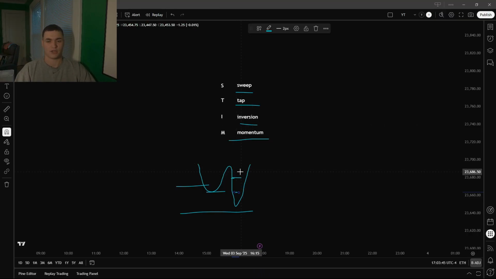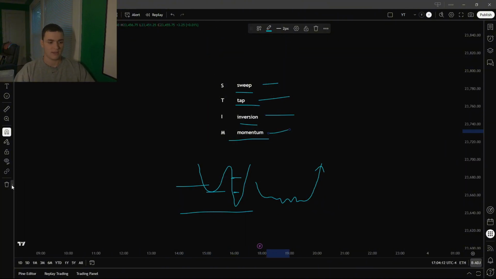Now, an inversion of a fair value gap is basically just you're closing back above it, you're disrespecting it. And once again, momentum. You just want to see good momentum while this is happening. So a V shape can be a good parameter, or maybe you consolidate for a bit down here after sweeping liquidity, and then you get a very aggressive spike up and you invert. That's kind of what happened today. We'll get into the exact example, but those are the 4 steps: sweep, tap, inversion, momentum.